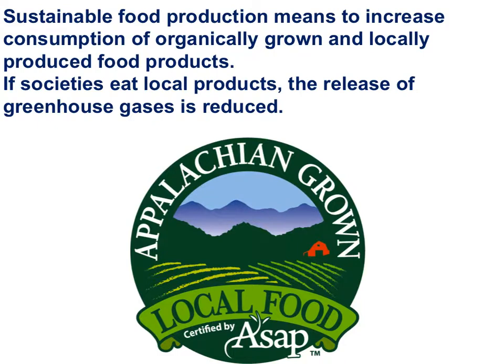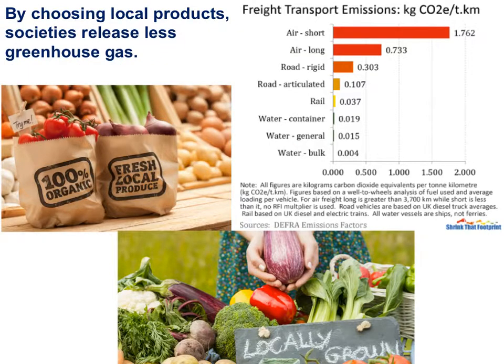Sustainable food production means to increase consumption of organically grown and locally produced food products. If societies eat local products, the release of greenhouse gases is reduced. Moving food by air results in the highest release of carbon dioxide per ton of food per kilometer traveled. Only economics allows some of us in MEDCs to eat an apple from Australia in the middle of the winter. Is this a sustainable food choice?